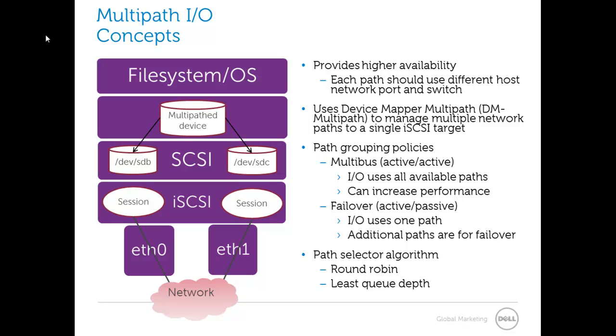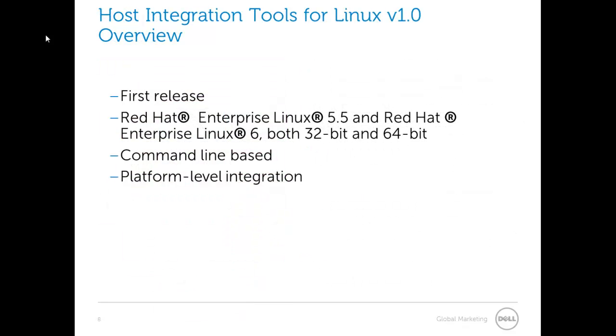When using round robin, I/O is sent down each path in a rotating fashion. Least queue depth will send I/O down a path based on which path has the least amount of traffic. Now that we've gone over Linux native MPIO, let's move on to the HIT for Linux. This is the first HIT for Linux release.